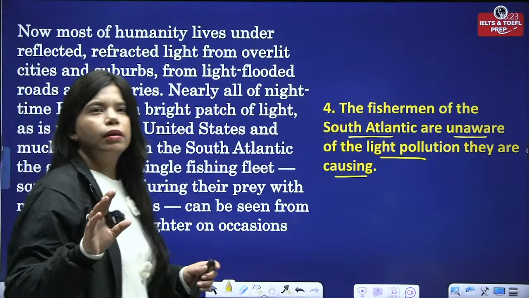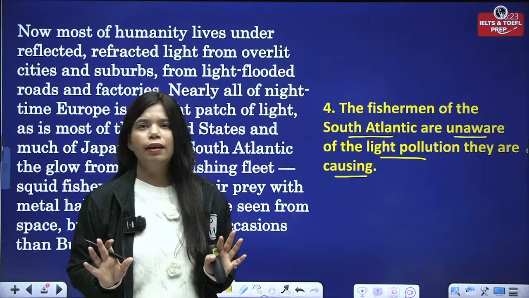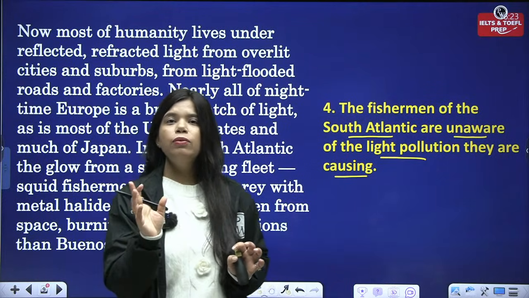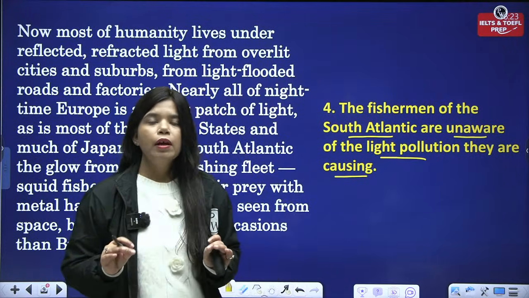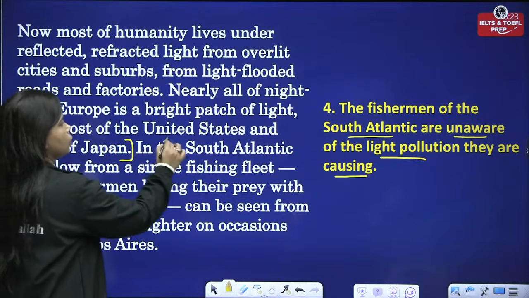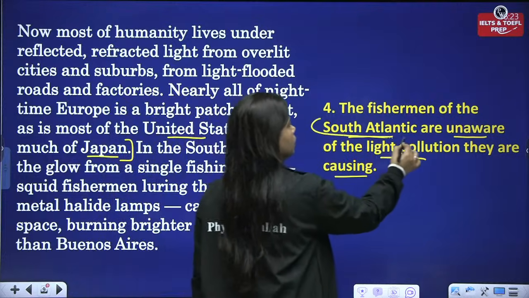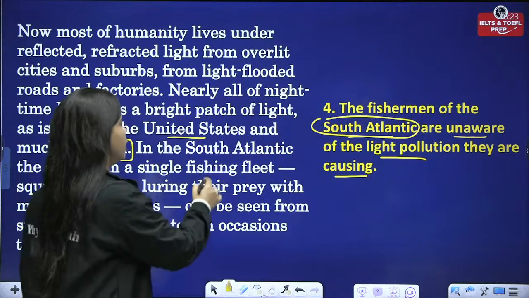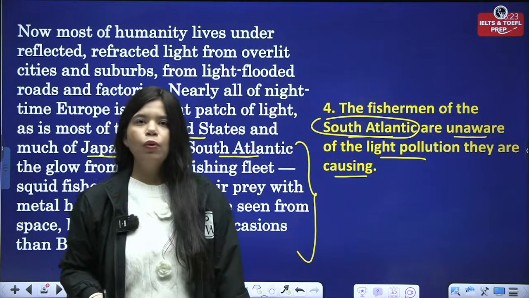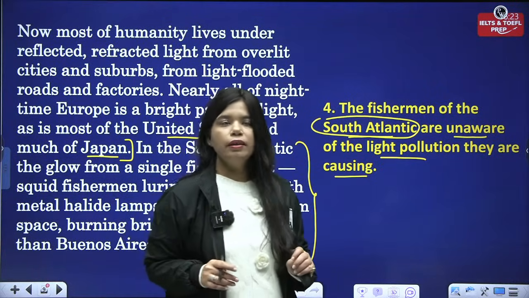Look, those of you who are not posting answers, either you are doing over analysis. The more you over analyze, the more confused you will get. What do you need to do? You just need to focus on the relevant area. How do we find the relevant area? Look, till here the passage is talking about US and Japan, whereas our question is about South Atlantic. And here we have got the South Atlantic. That means this is our relevant area. I have already highlighted the keywords for you. So let's now understand the answer.